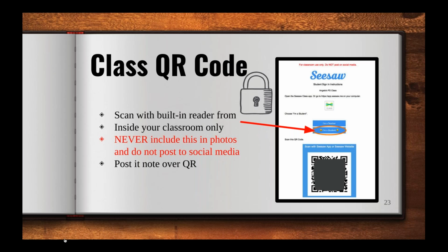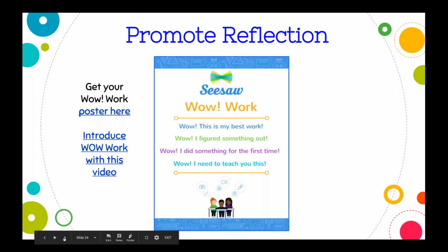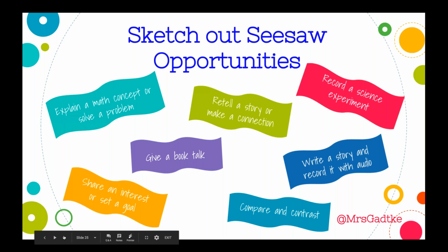So the one thing I always like to note with people that are starting Seesaw is I like to remind you that if you're using a QR code sign-in for your class, that sign-in poster really is for only your classroom. Keep that private and don't ever post that on social media. When you get started with Seesaw, in the Seesaw Student Challenges, we talk about promoting reflection. So as students are able to add work to Seesaw, we start to reflect and think about what work we are adding. If you're working with younger students, we use the term wow work, so this is a great resource for you to check out as well.